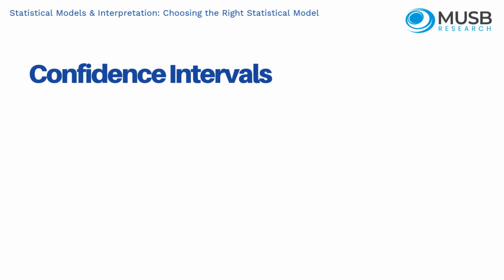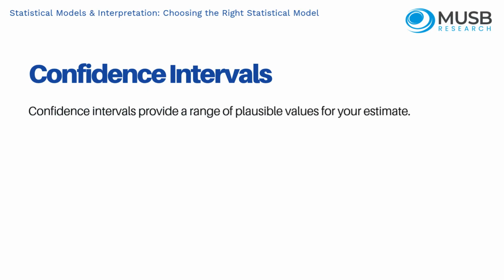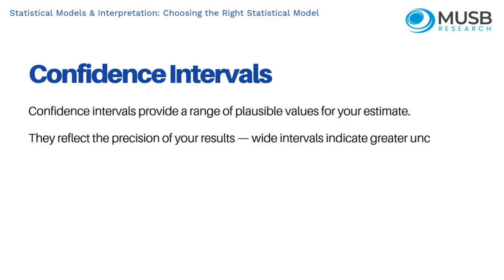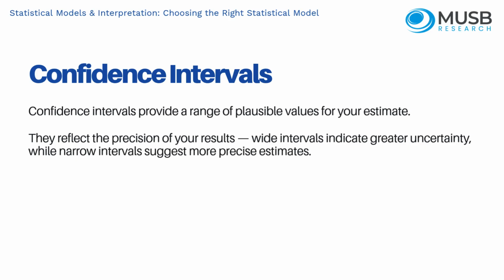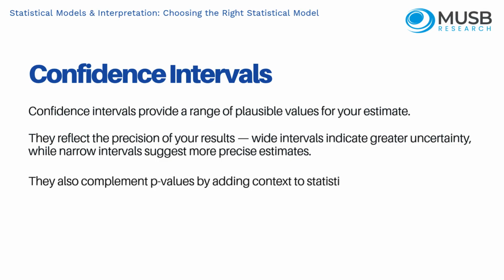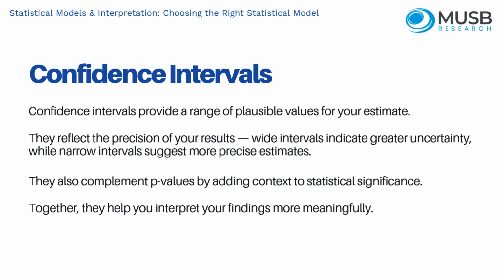Confidence intervals. Confidence intervals provide a range of plausible values for your estimate. They reflect the precision of your results. Wide intervals indicate greater uncertainty, while narrow intervals suggest more precise estimates. They also complement p-values by adding context to statistical significance. Together, they help you interpret your findings more meaningfully.